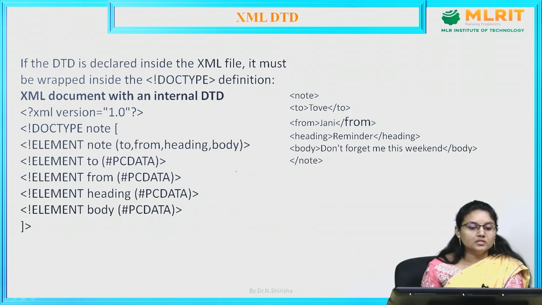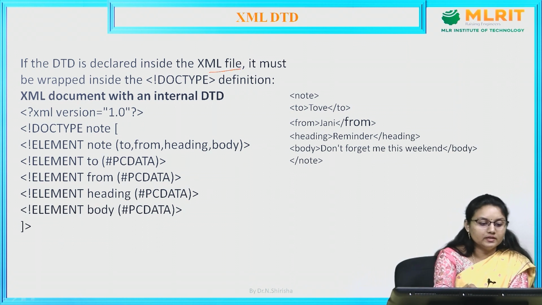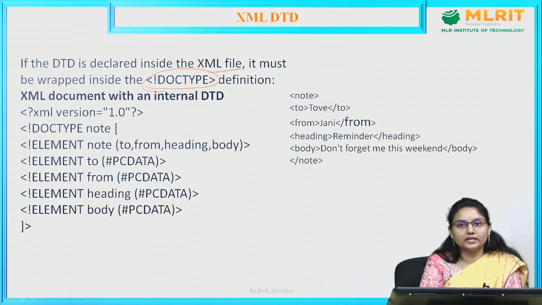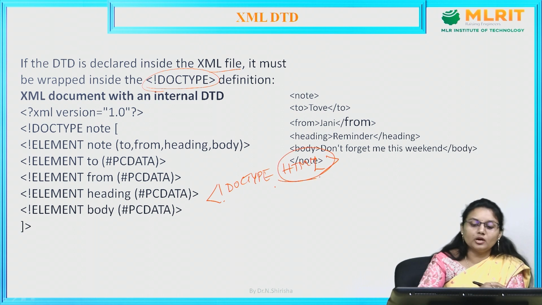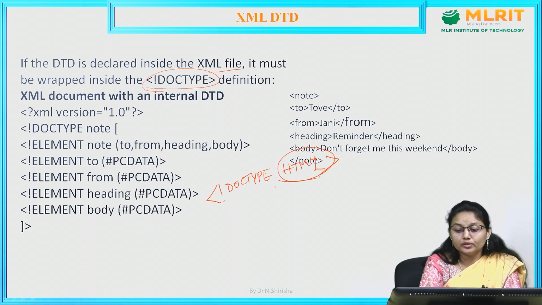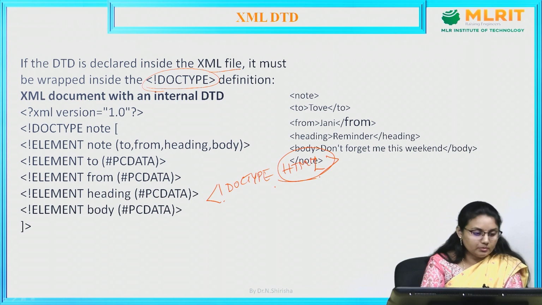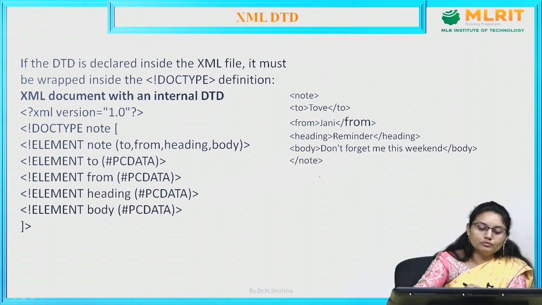A DTD is declared inside the XML file. It must be wrapped inside the DOCTYPE. In HTML, we have used a doctype, where it just tells what type of document it is. You remember, we used to give doctype html. With this, we are telling the browser that the type of document I am going to give is an HTML document. Similarly, there are two types of DTD: internal DTD and external DTD.